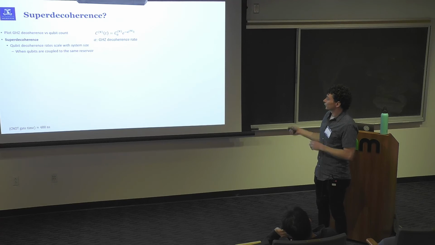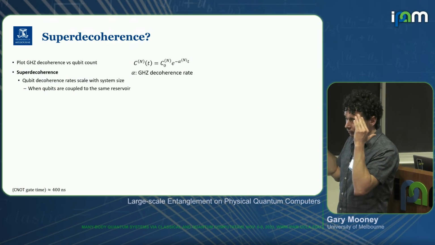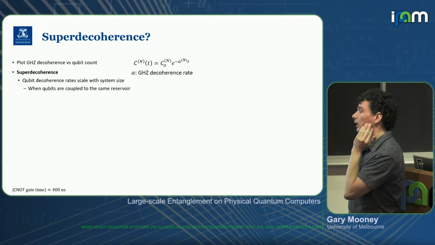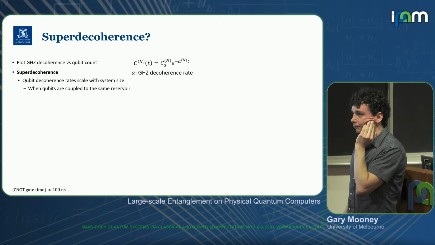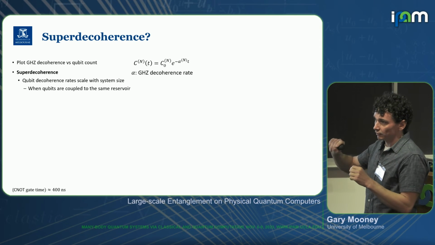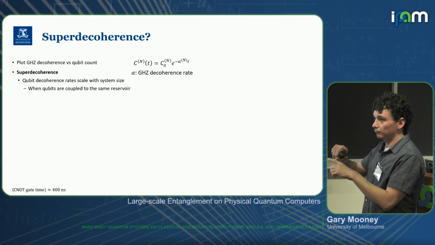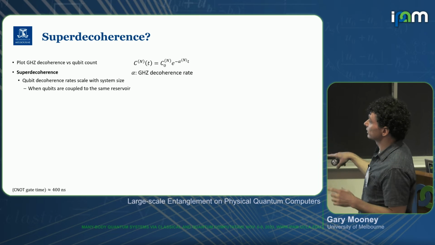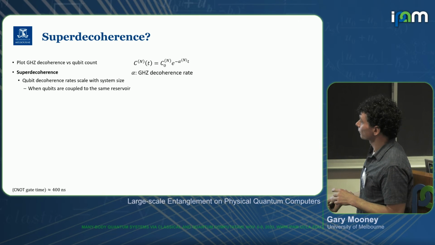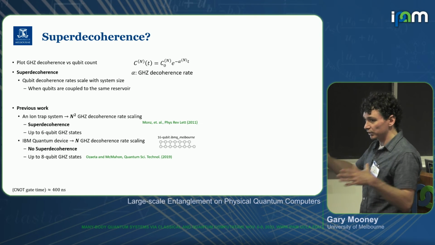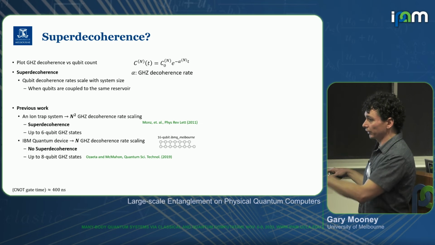Where are we up to? So now we'll look at a phenomenon called super decoherence. Essentially, this is where you have a quantum device, and when you create an entangled state between all the qubits, instead of the individual qubits having a decoherence time that depends only on itself, it actually depends on how many qubits are in the state as well. It's obviously bad for quantum computing because when you scale up, you've all of a sudden got everything decohering really quickly.